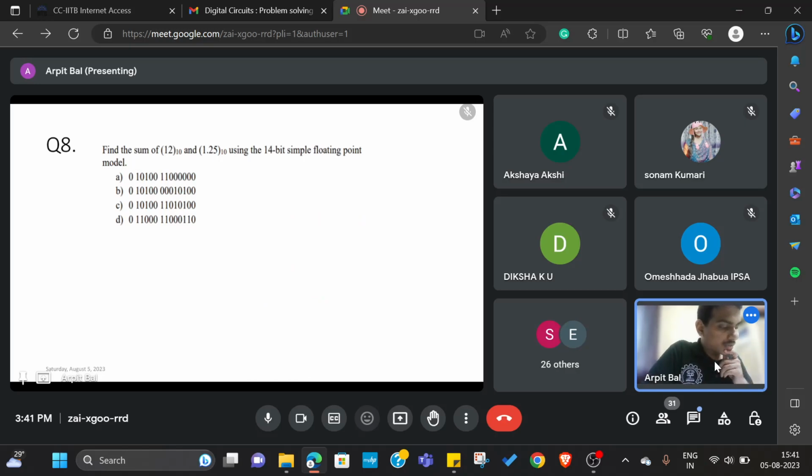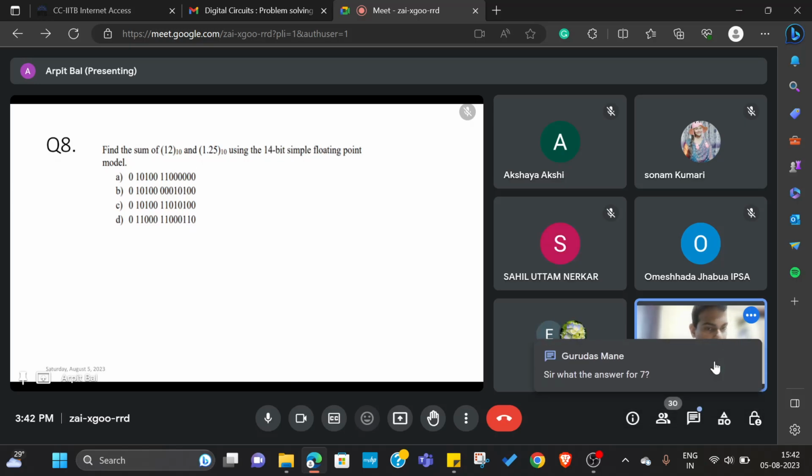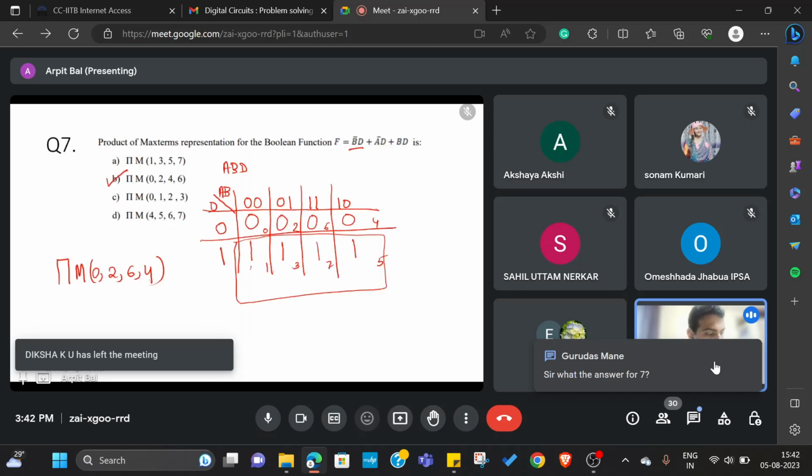Okay, so moving on to the next question. In this question, we need to find the sum of 12 and 1.25 using a 14-bit simple floating point model. For question number 7, it is 0246.